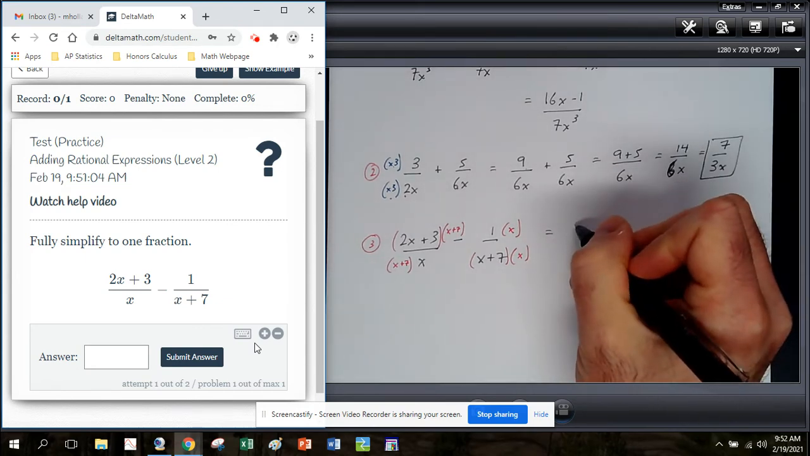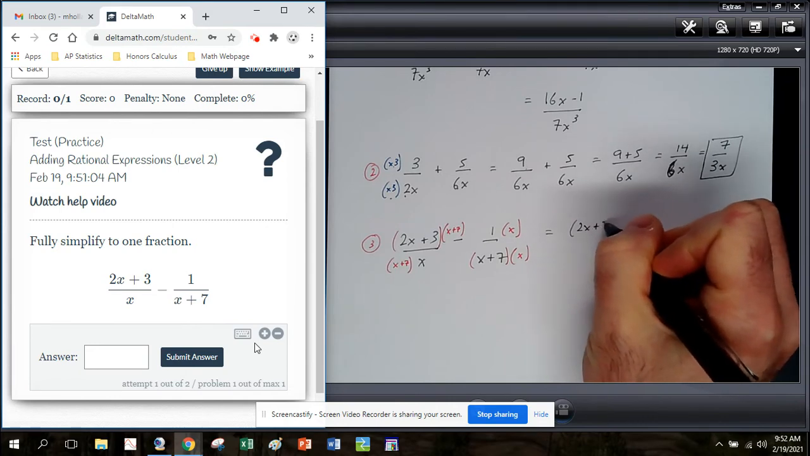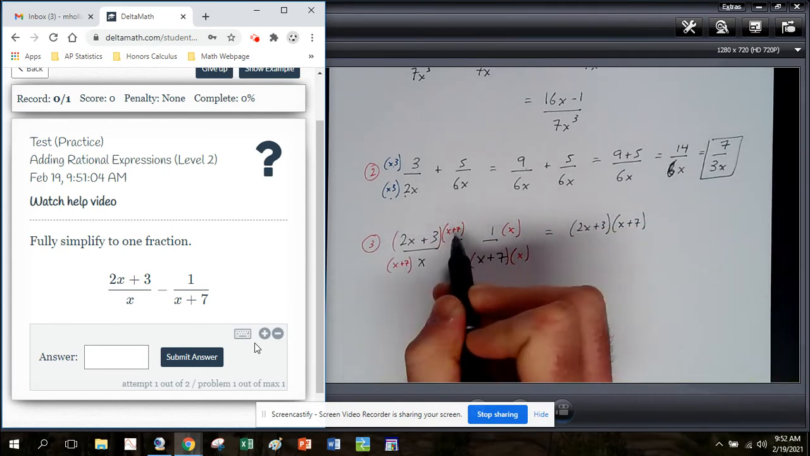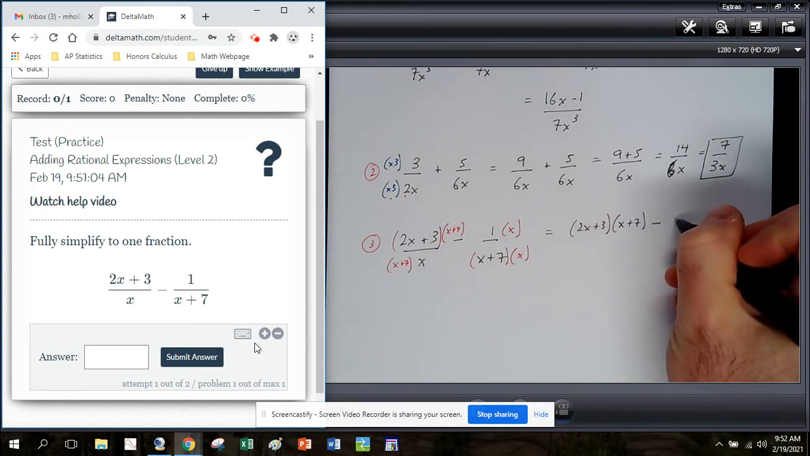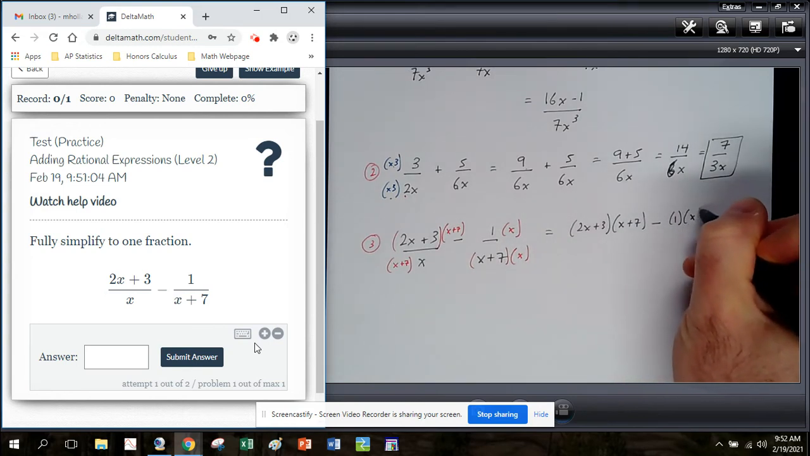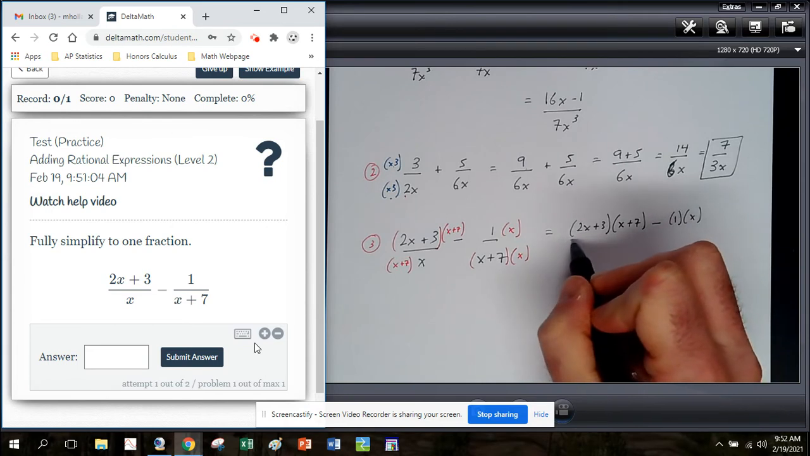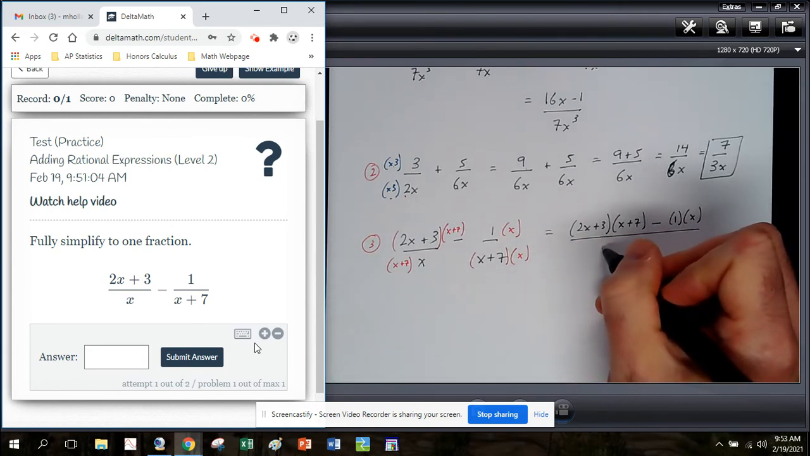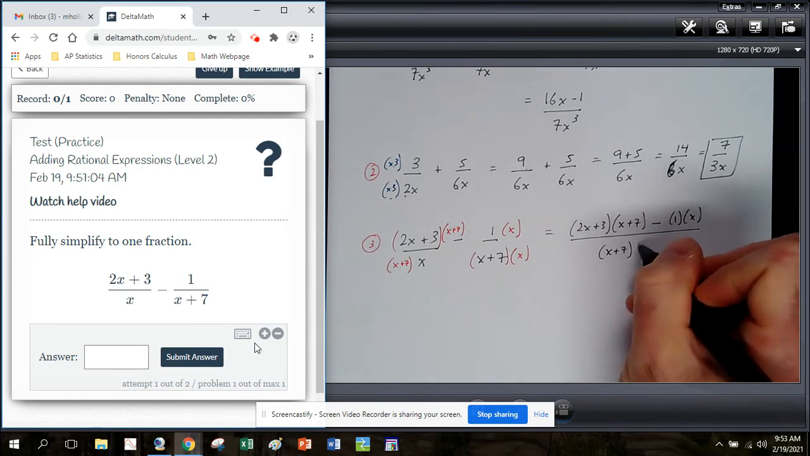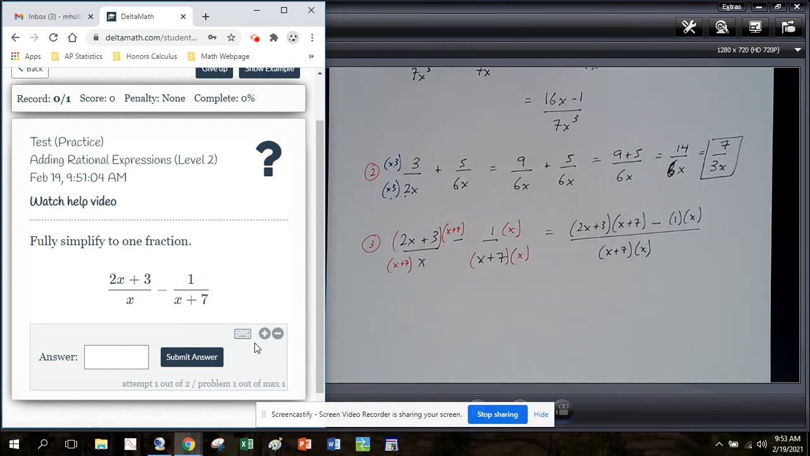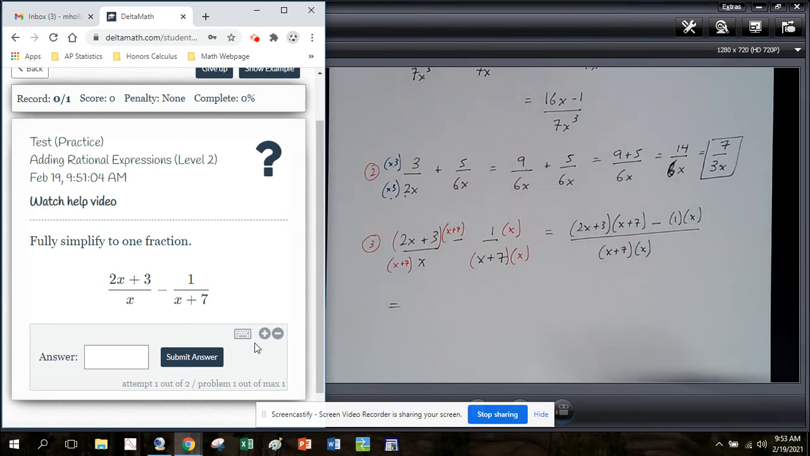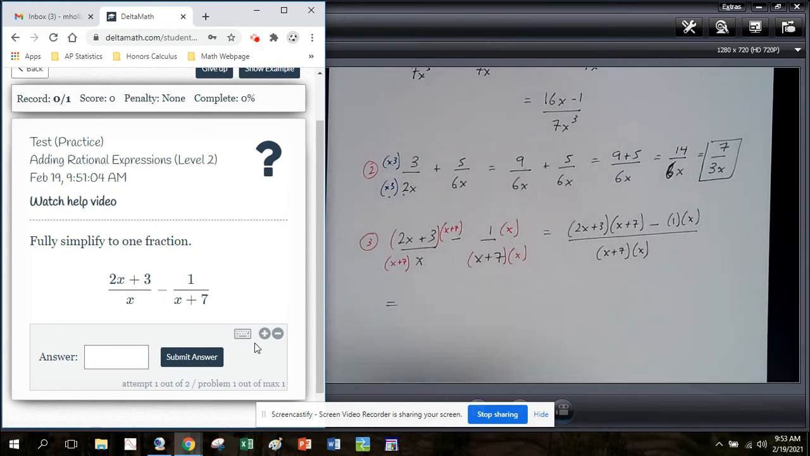So on the top right over here, I'm going to have 2x plus 3 multiplied by x plus 7. So that was that first one. Minus, and then I got the 1 multiplied by the x. So remember, this is all going to be over my common denominator of x plus 7 multiplied by x. So at this stage, it's really just multiplying out the binomials and then trying to simplify any terms. So let's go ahead and do that.